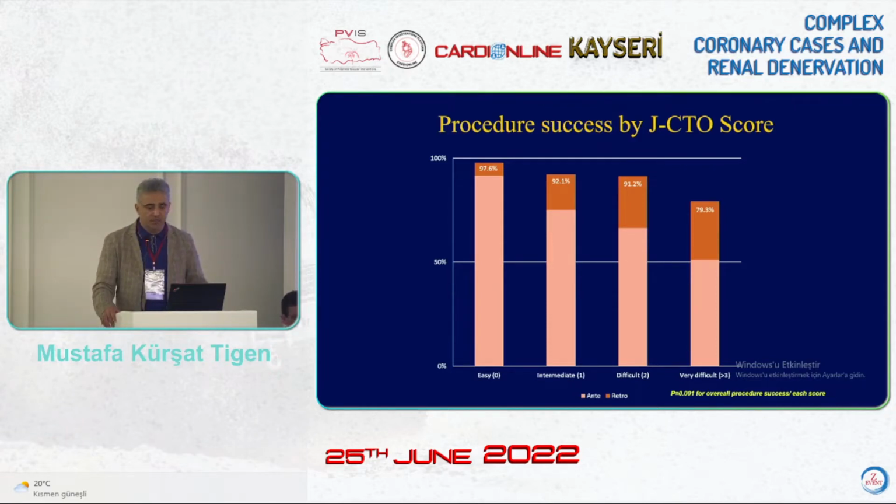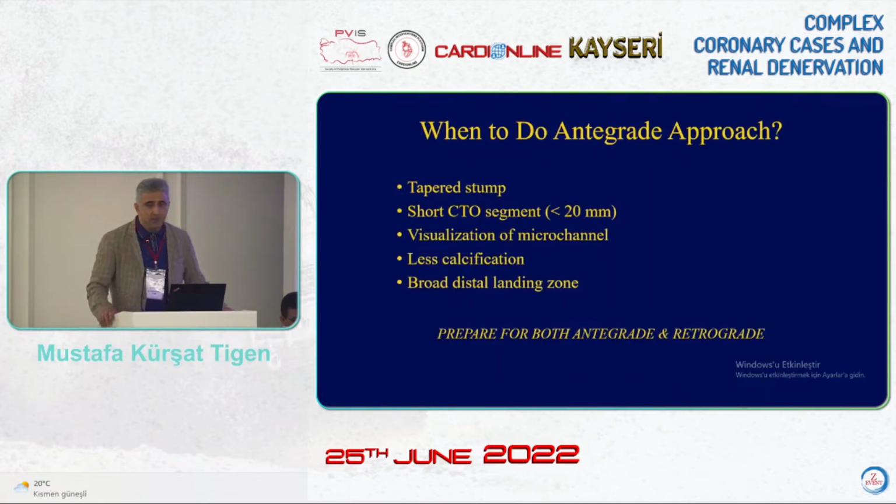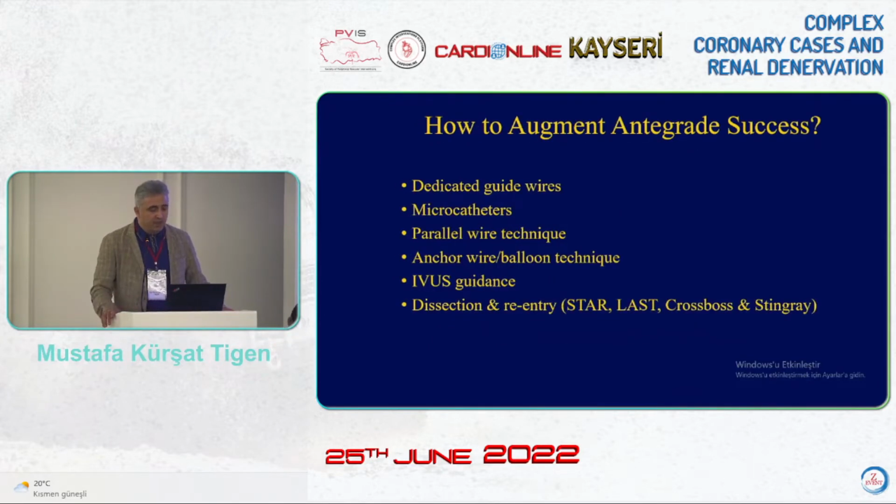And we turn to retrograde with high JCTO scores, and with lower JCTO scores, most of the time with antegrade techniques, we become more successful. When to use the antegrade approach: if the stump is tapered, if the CTO segment is short, with visualization of microchannels, and when there's less calcification, the antegrade technique is used, but we must be prepared for both the antegrade and retrograde techniques.